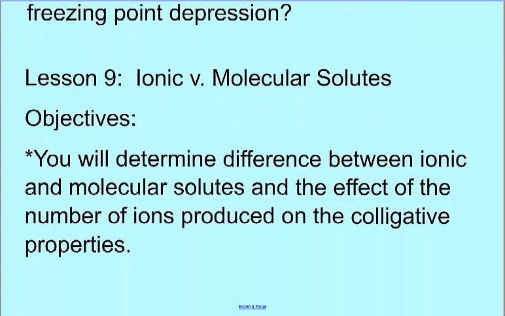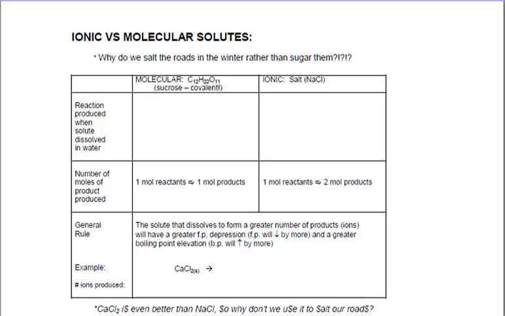And you will determine the difference between ionic and molecular solutes and the effect of the number of ions produced on the colligative properties. So going to the last page of your notes, page 16. Question, why do we salt the roads in the winter rather than sugar them?